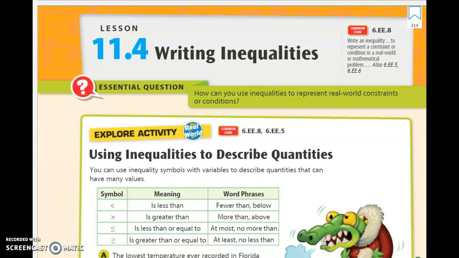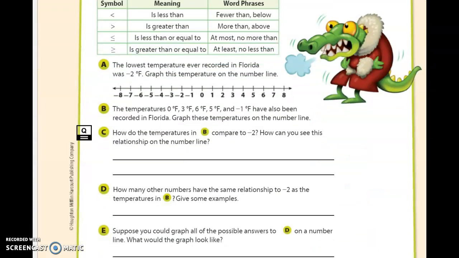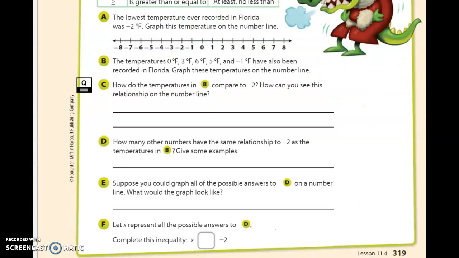So let's scroll down. There's our little alligator. On part A, it says, the lowest temperature ever recorded in Florida was -2 degrees Fahrenheit. Graph this temperature on the number line. So I'm going to come over to the number line. I'm going to find -2, and I'm going to graph it.